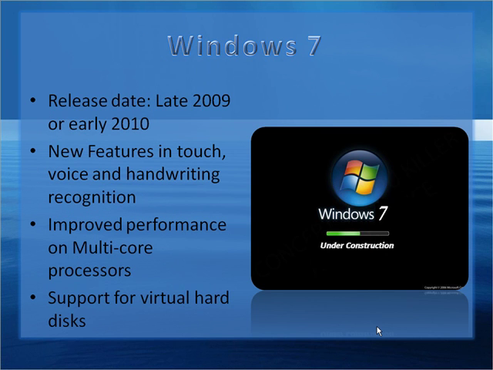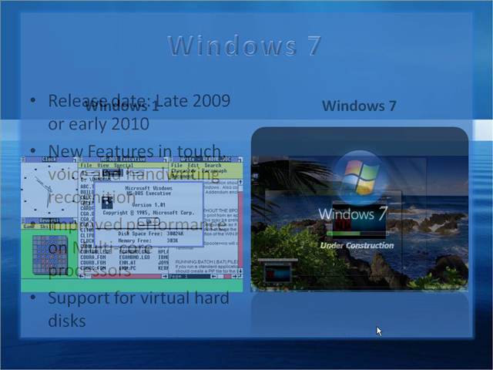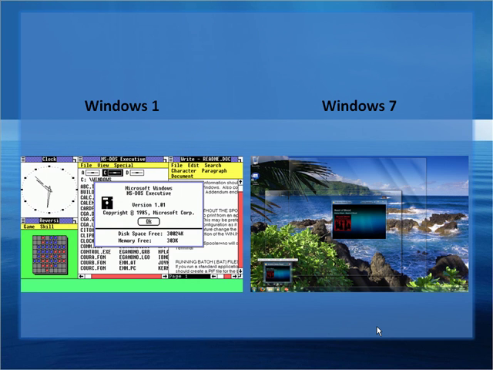This is the future. Windows 7 is slated for release either in late 2009 or 2010. They promised new features in touch, voice, and handwriting recognition, improved performance on multi-core processors, and support for virtual hard disks. This should give you a view of the past and present.